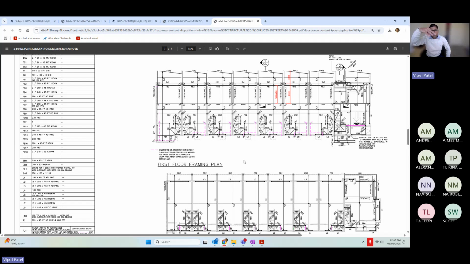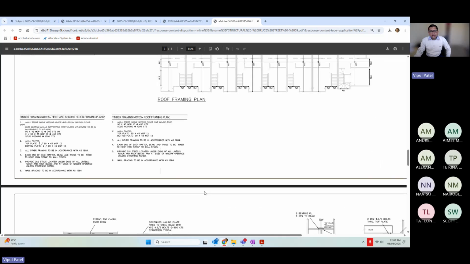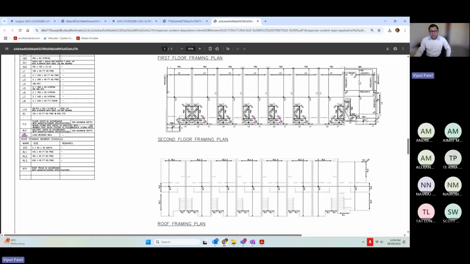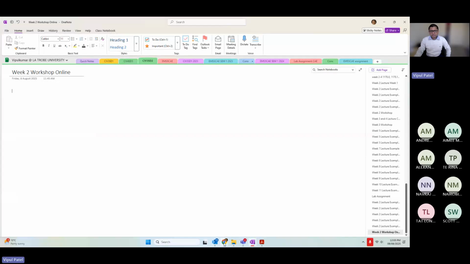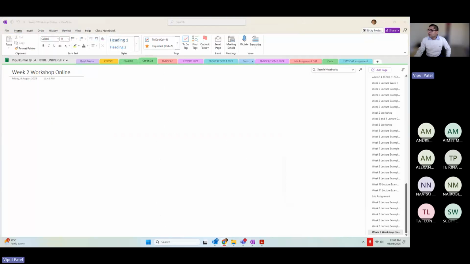If you look at it from the roof, that's what you are seeing. This is your second floor plan, and that's your framing plans. So let me start my OneNote, and I will explain those details in great detail. Let me put everything on the other side. I will bring it whenever I need it.